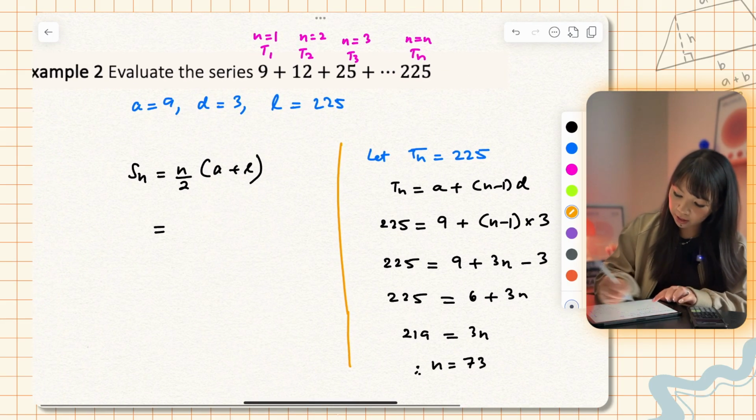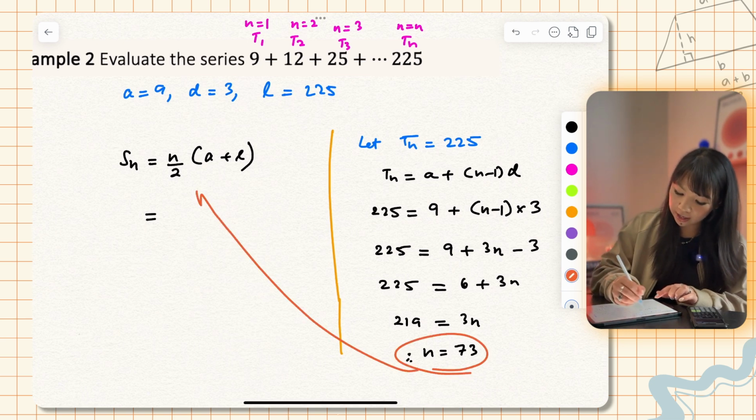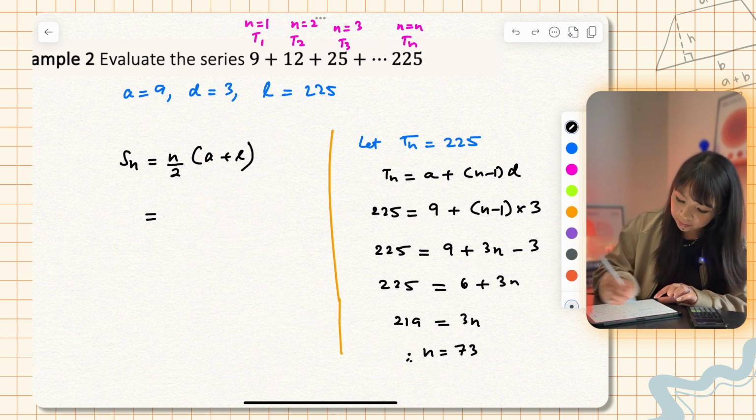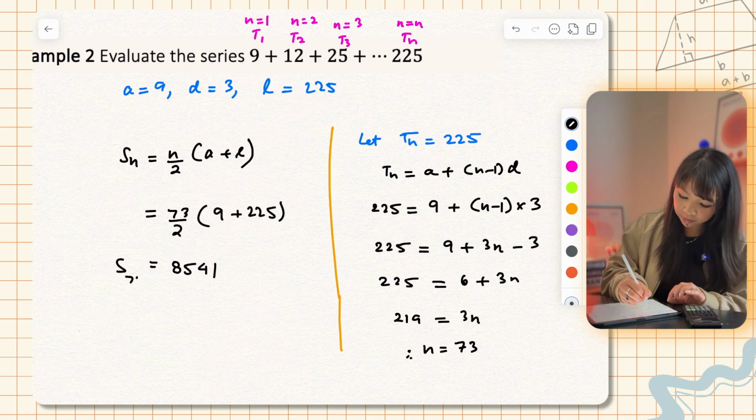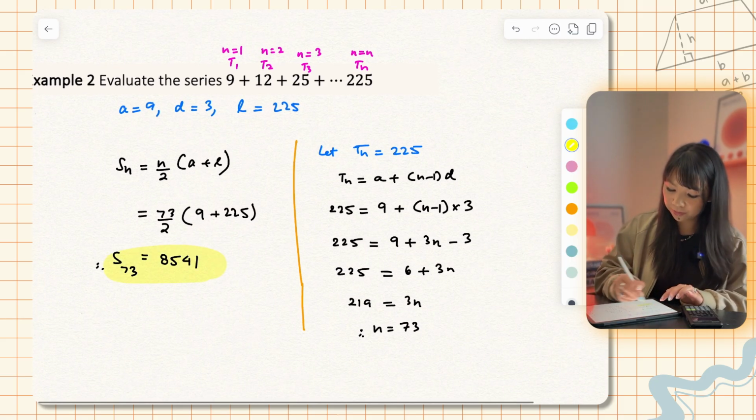So now I'm going to substitute that value of n into here. We get 73 over 2 times (a plus l). So we get 8,541 for the sum.